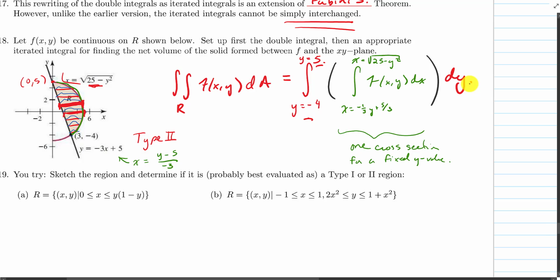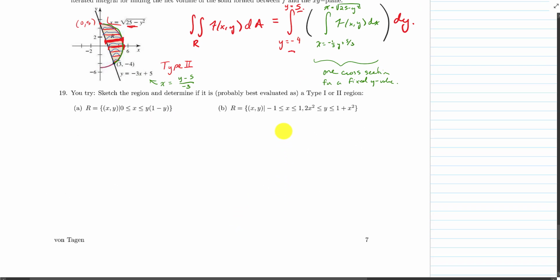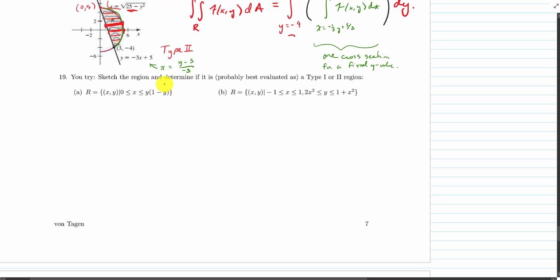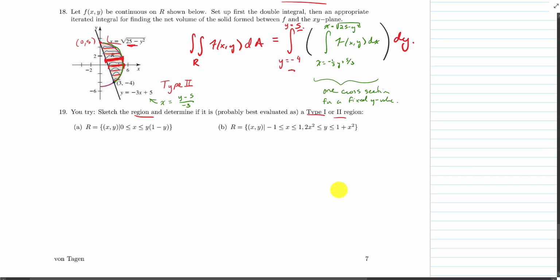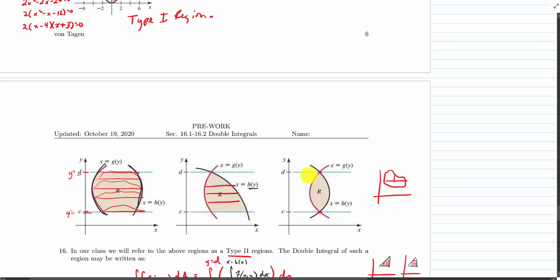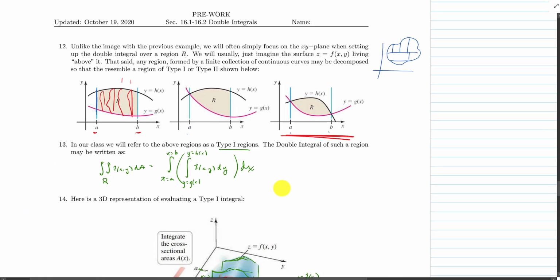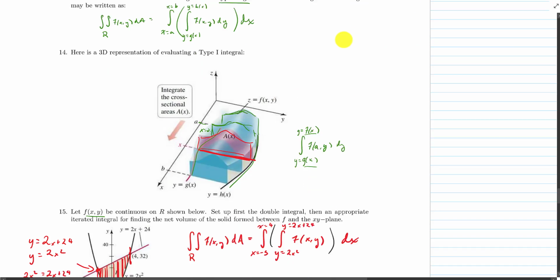Okay, folks, this has been a long pre-work. I've got a couple more problems for you to work. The first thing I want you to do is simply sketch the region and then determine whether it's best evaluated as a type 1 or a type 2. So again, after you've sketched the region, you're going to either draw horizontal bars, like we did up here, and if that's the case, you're going to consider it a type 2 region. Or maybe you'll draw vertical bars, and if that's the case, you're going to consider it as a type 1 region.